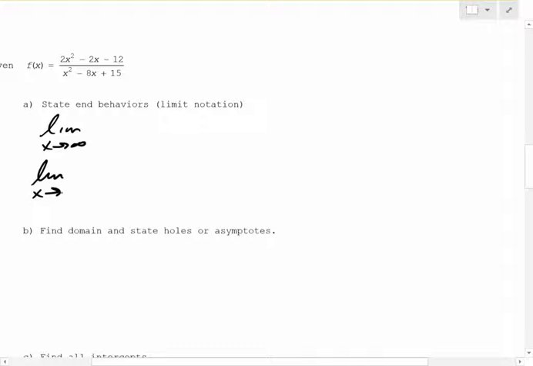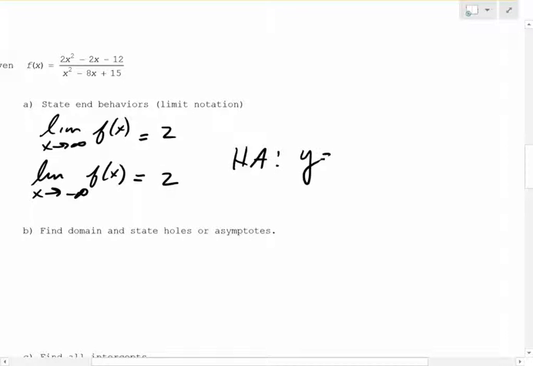As x goes to negative infinity, these are both of the function. So what's the degree of the top and what's the degree of the bottom? 2. So what are the only things that matter? The leading coefficients, the ones in front of the highest term. What's the leading coefficient in the numerator? What's it on the denominator? Both of these are going to be 2. So that tells us the horizontal asymptote is what? y equals 2.